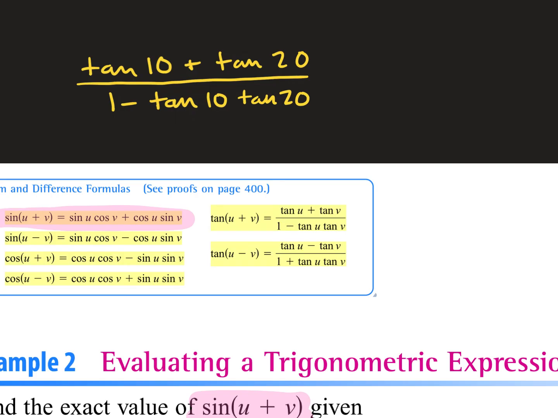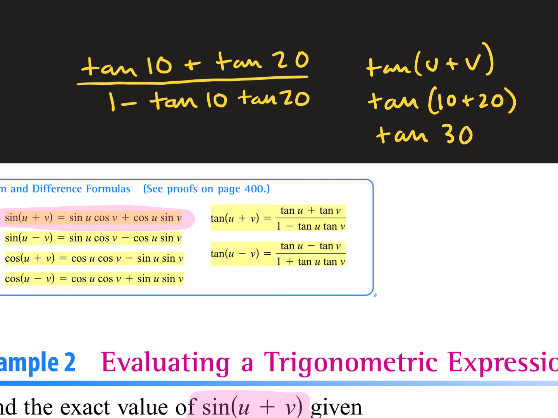So let's say I was given a problem that looks like this. Which sum or difference formula does this look like? The top one on the right. So that would be tangent of u plus v. But what's my u and what's my v? Tangent of 10 plus 20. What's 10 plus 20? So here I have to find the tangent of 30.